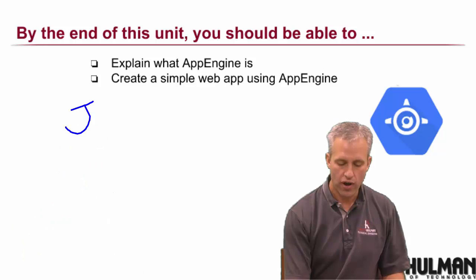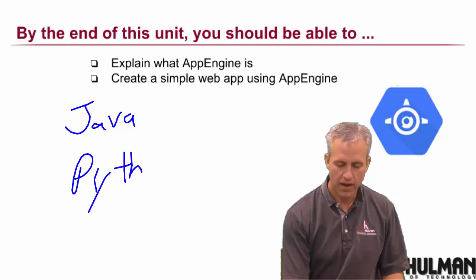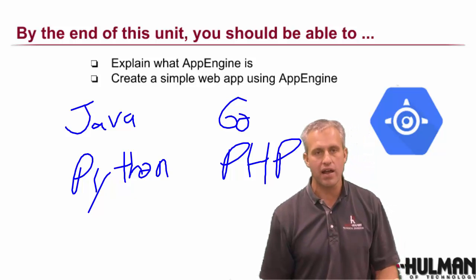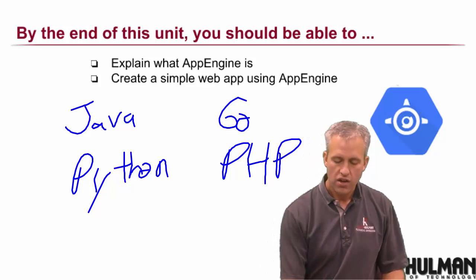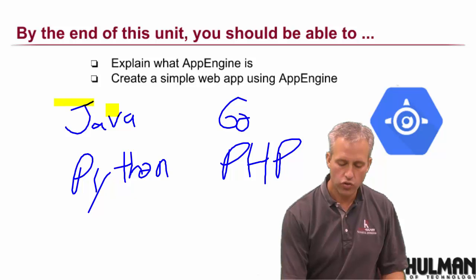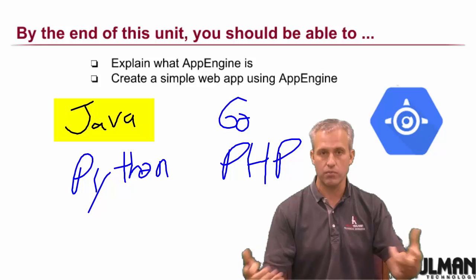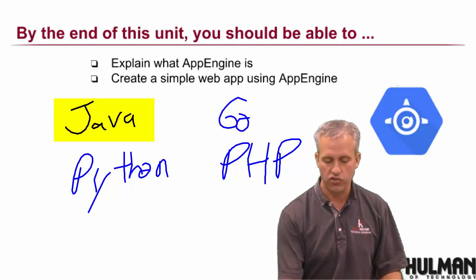With AppEngine, you can use a variety of languages. You can use Java, you can use Python, you can use Go, which is a Google-specific language, or you can use PHP, and they might add more later. To be perfectly honest, when Google uses AppEngine, so you're basically using the same tool Google uses, they do everything in Java.